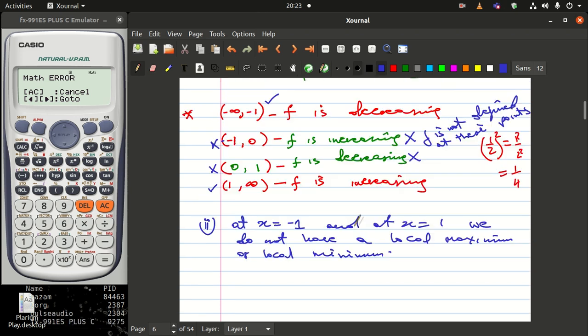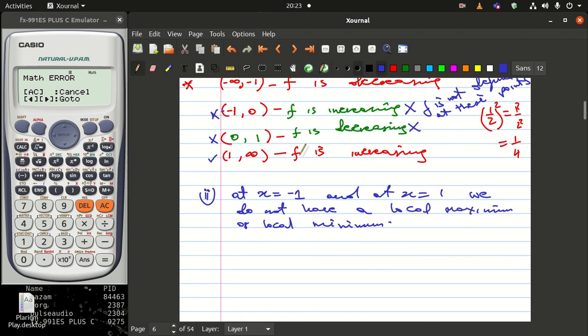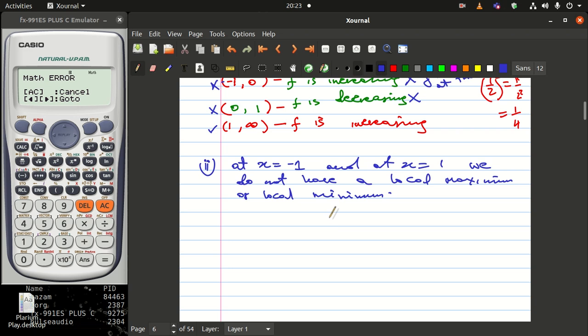Because for us to actually know that this is a local min or max, we want to end up saying that we must have one sign this side and another sign that side, but this part here is actually not defined. f is not defined at those points. So we only have the sign on one side of each of these points. Hence, we don't have a local maximum or min.